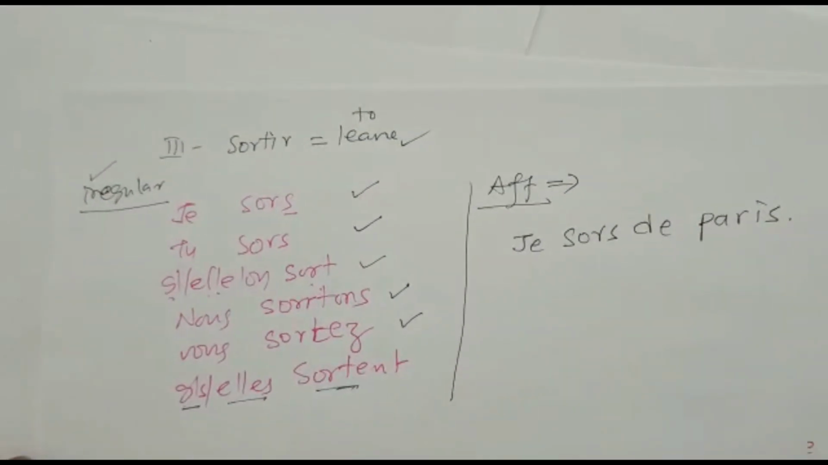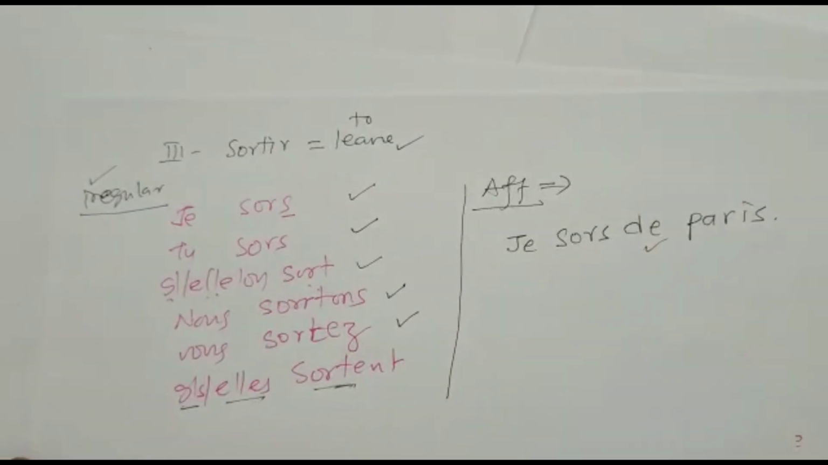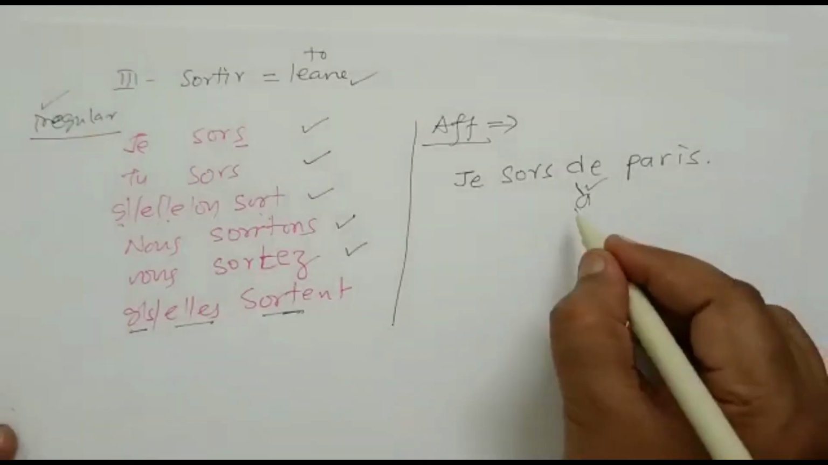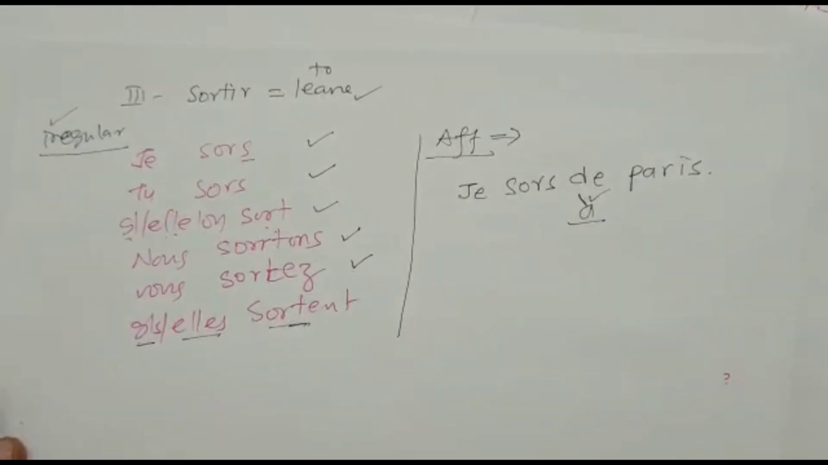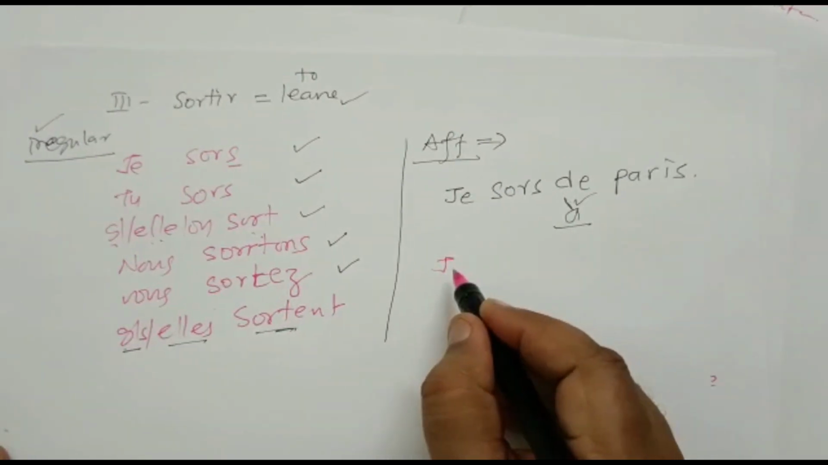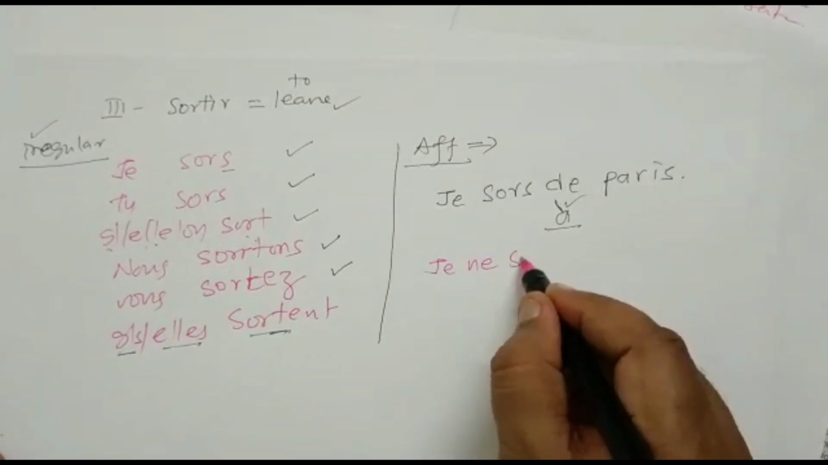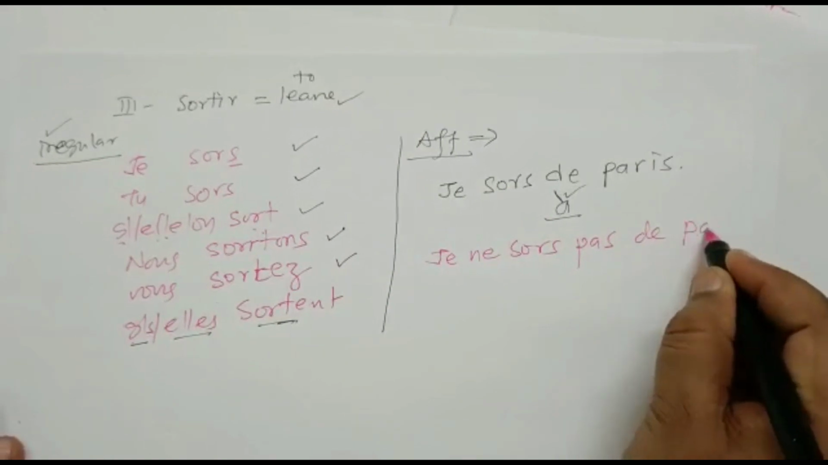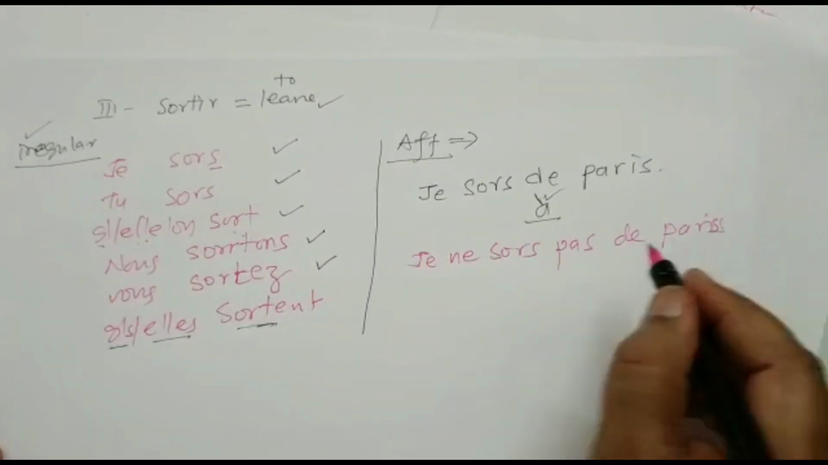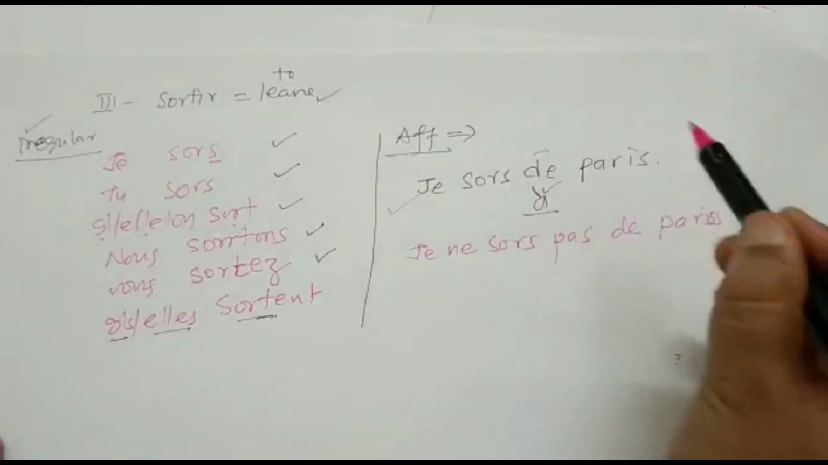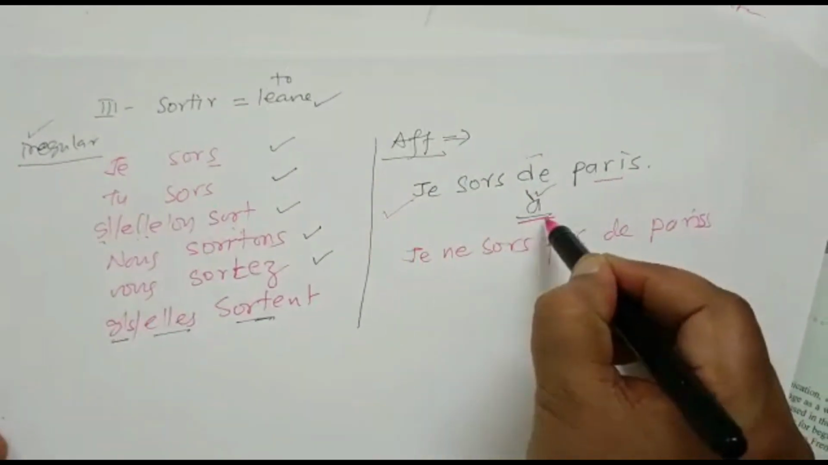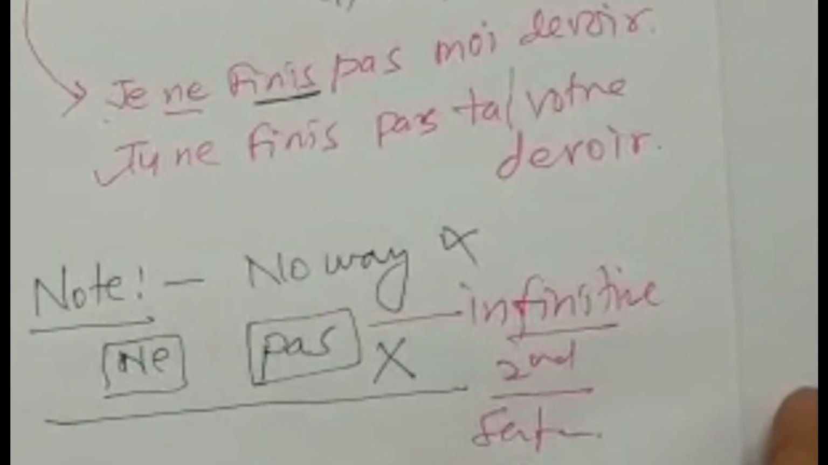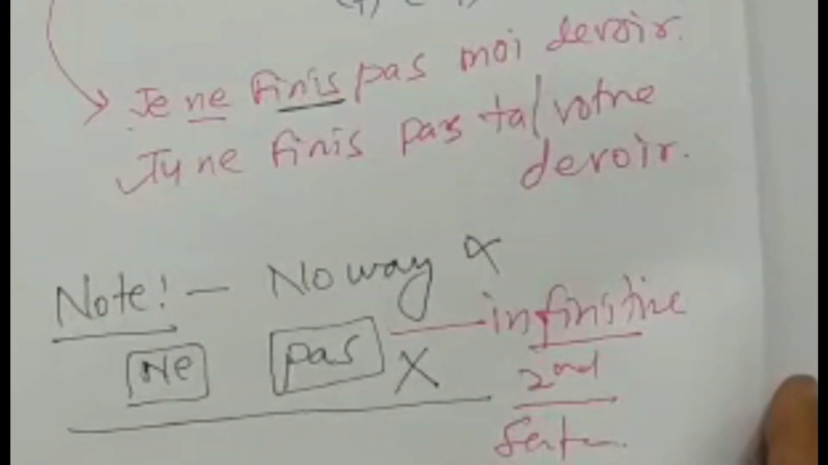Paris, right? I leave, or sometimes leave for, or sometimes leave to, right? So they'll be added accordingly. Let us do it for just this single subject pronoun. Je ne sors pas de Paris. So de Paris meant for Paris. I leave for Paris. I leave for, to Paris. You are now clear with verbs and the negative sentences using any verb.